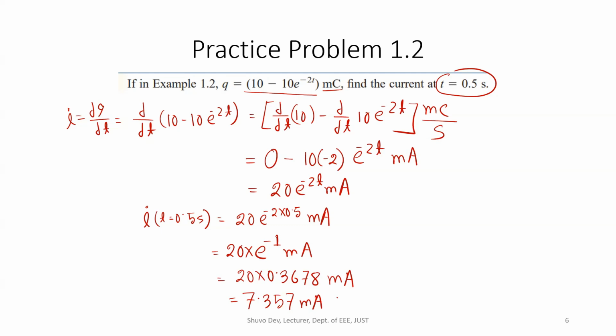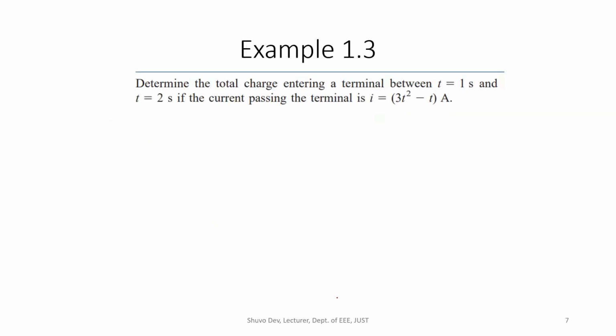Okay, so this is very similar to example 1.2. Hope you all understand these two problems. This is the common differentiation related problem. Now we'll go to the common integration related problem. The question says, determine the total charge entering a terminal between t equal to 1 second and t equal to 2 seconds if the current passing the terminal is I equal to this. So what do we have to find? We have to find the total charge.